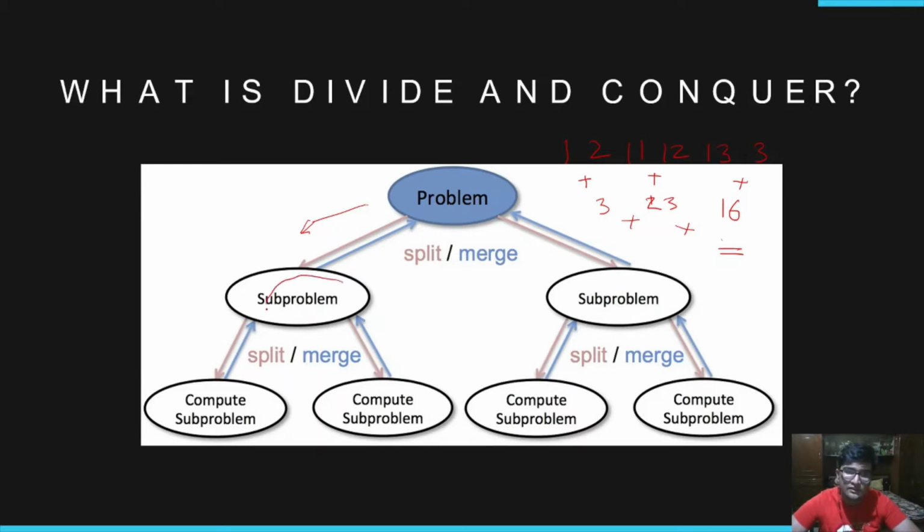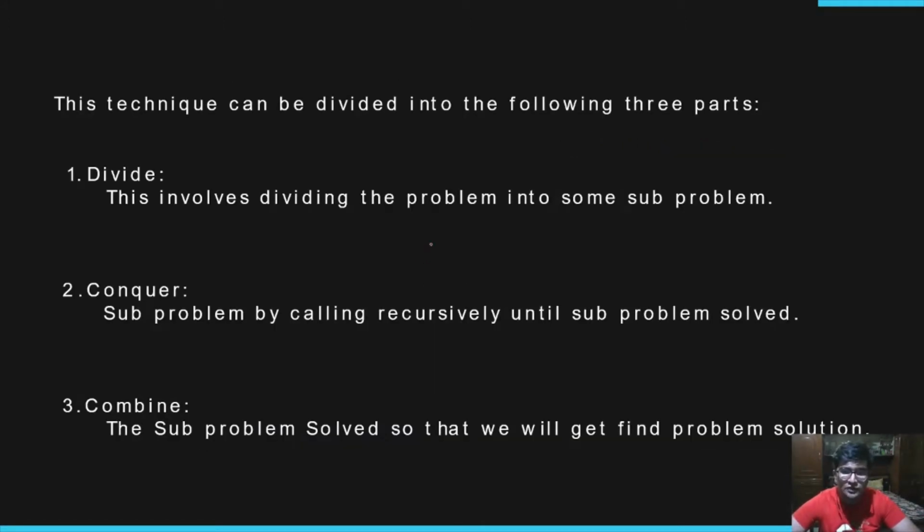So as you can see, here's the sub problem, and then again the sub problem, from where you can actually reach the final solution. So the divide and conquer algorithm is an approach based on this technique only: dividing into sub problems which are easier to solve, will take less time complexity, and will give us an optimal result.